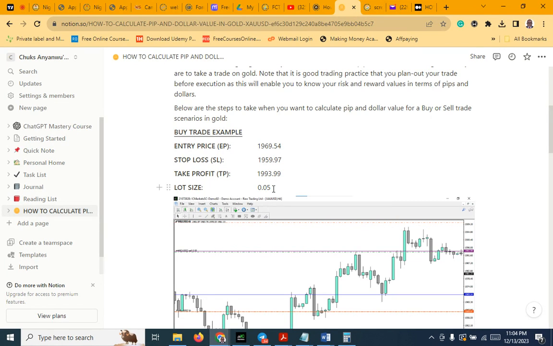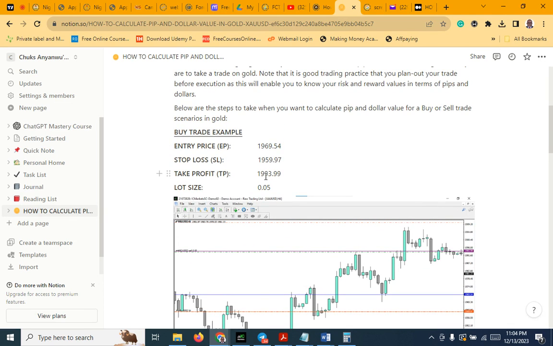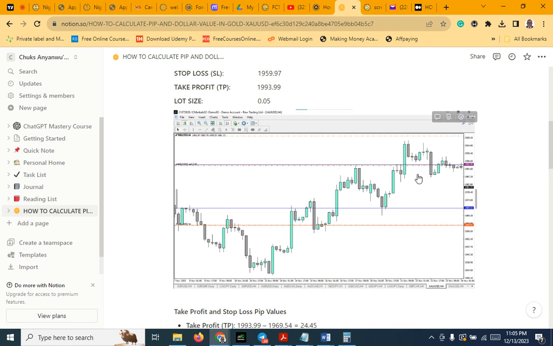Now, if this is your trade setup, or your trade plan as it were, and let's say this is your chart, you come to your chart and make sure you mark up all the price levels, where you're going to enter the trade, where you're going to place your stop loss, and where you're going to place your take profit.